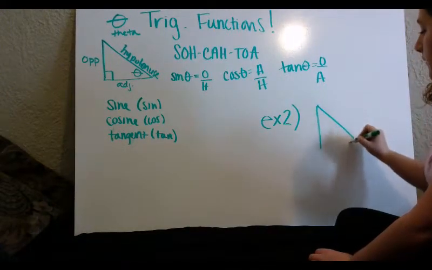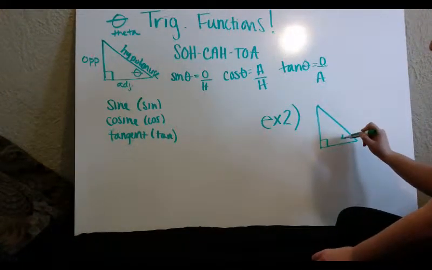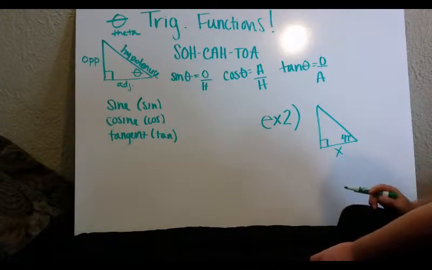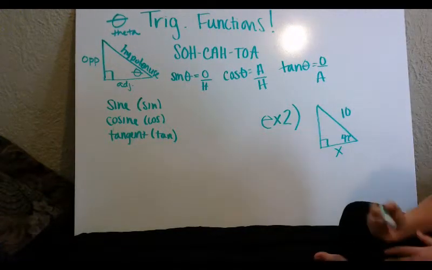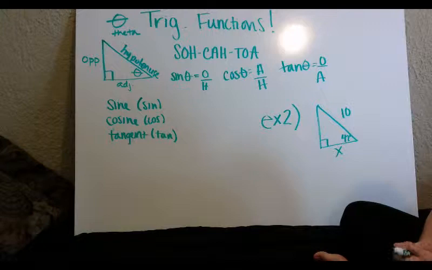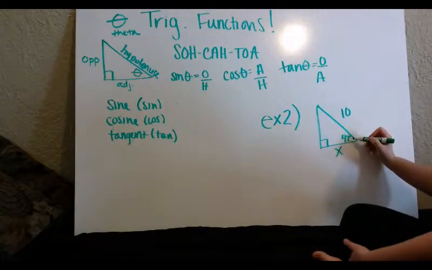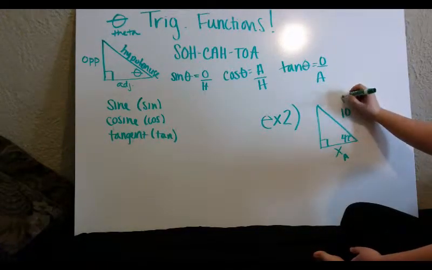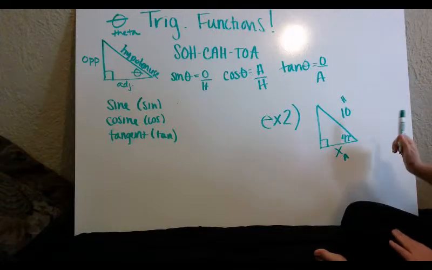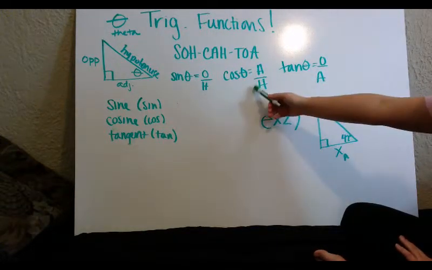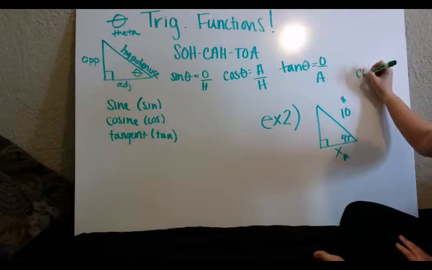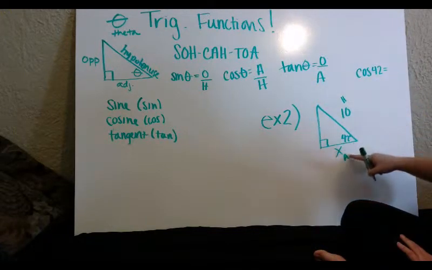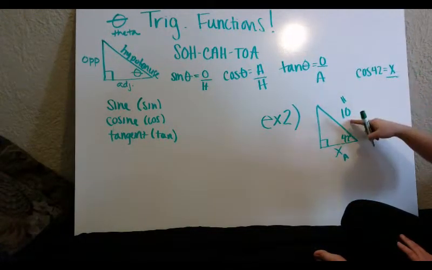We have another right triangle. I'm going to tell you that this angle is 42 degrees. We want to find out this side, and I'll tell you that the hypotenuse is 10. So first you need to figure out what trig function you're going to use. Here's my angle. This side right here would be the adjacent side, and then I also have my hypotenuse. So the trig function that uses adjacent and the hypotenuse is going to be cosine. So cosine of 42 is equal to adjacent, which is x, over my hypotenuse, which is 10.